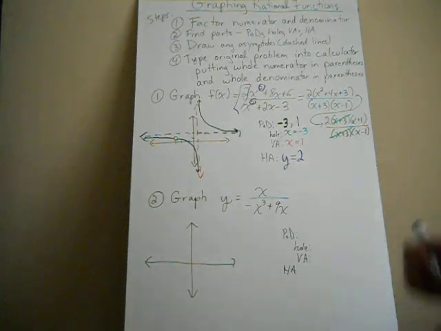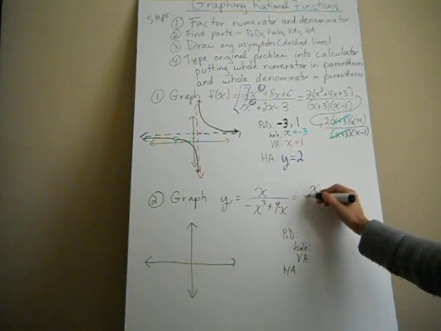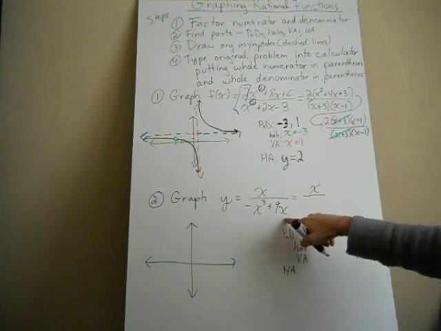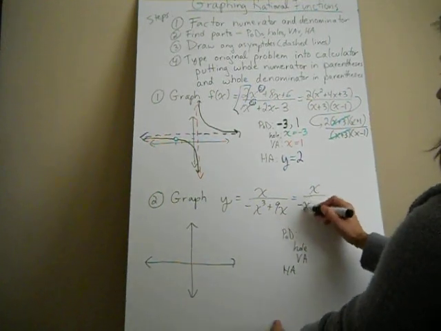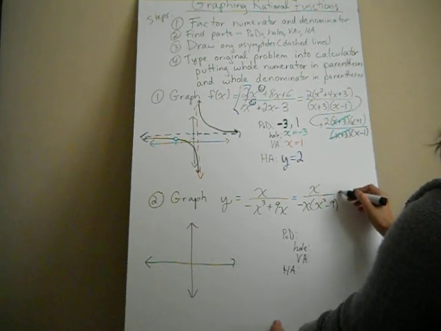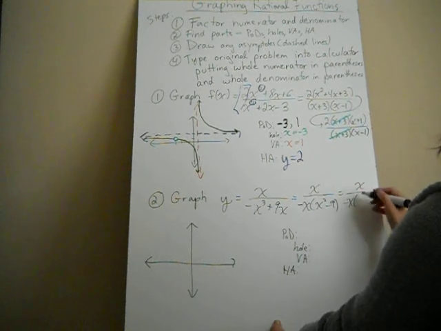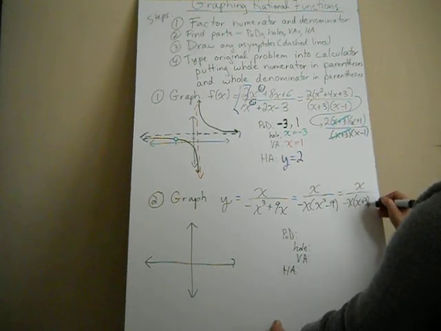Step 1 is to factor numerator and denominator. And this one, our numerator needs nothing. In our denominator, we have a GCF of negative x. And then that x squared minus 9, the difference of squares, gets further factored into x plus 3, x minus 3.